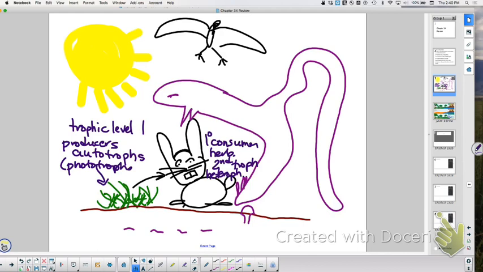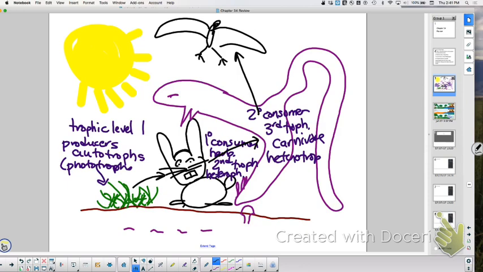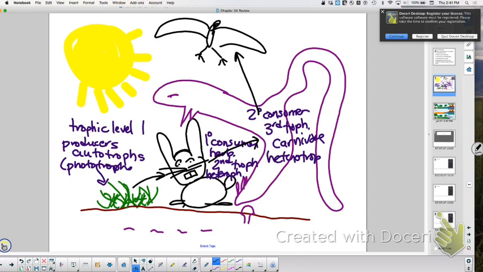And then this is going to go to this guy. What would he be called? Secondary consumer. What's another name for him? Third trophic level. What else? Carnivore. And what did you just tell me? Heterotroph. Am I missing anything? So the nutrients are going here and then nutrients are going here. Is this a food chain or a food web? Chain. What would I need to do to make this a food web? Have multiple.